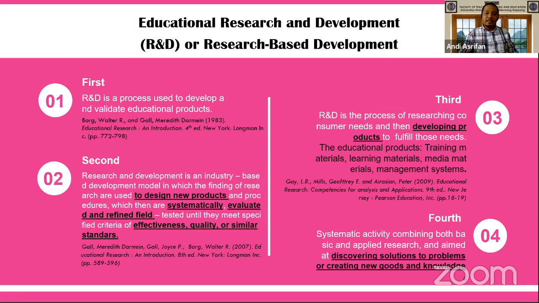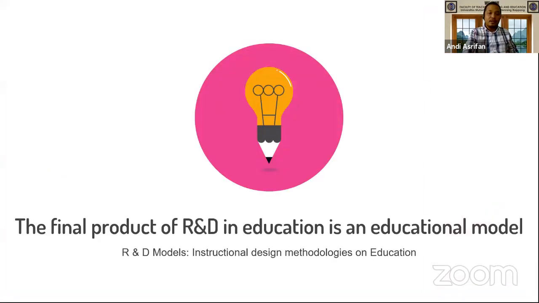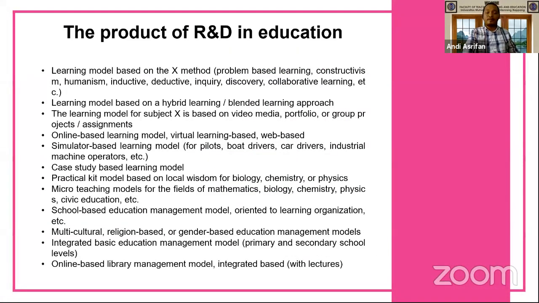And then the third here is that R&D is a process of researching consumer needs and then developing the product. And the last one is that R&D is discovering solutions to problems, or creating new goods and knowledge. So these are some kinds of final products of R&D in education, like a learning model based on a certain method, a learning model based on hybrid learning or blended learning, online-based learning, and so on.